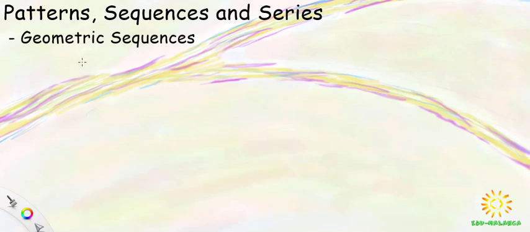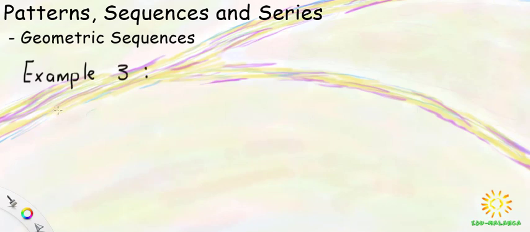We're still working through Unit 1, that's patterns, sequences and series. And under Unit 1 we're looking at the second lesson, which is geometric sequences. Today we are doing the last example on geometric sequences. The last example will be example 3. And let's get right into it.